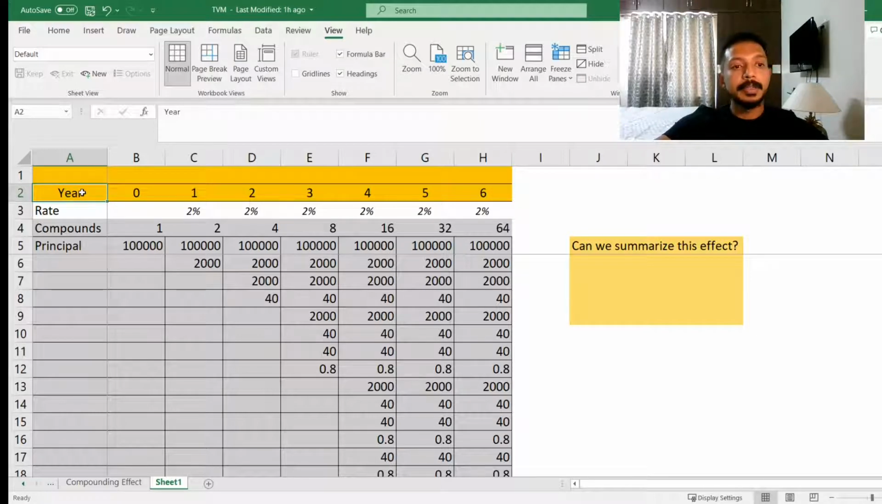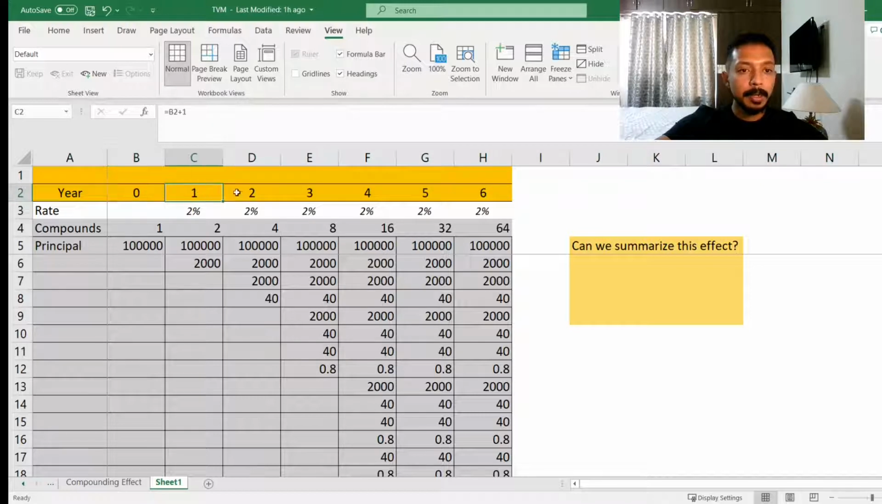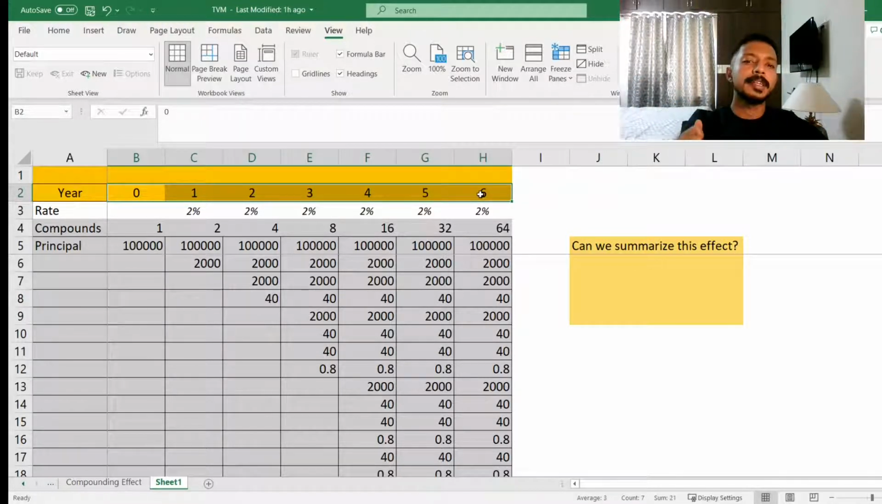Now you can see here on the top, on row number 2, I have put in 0, 1, 2, 3 and till 6. So that's about 6 years, or in time value of money terms we also call them periods. Periods don't necessarily mean that it has to be a year; it can be months, quarters, it can be anything. In this case, the period is obviously a year, so one period is 1 year.